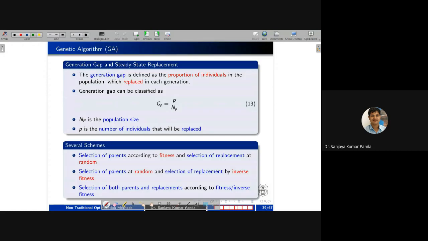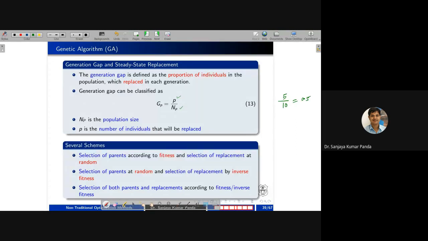There is another concept related to genetic algorithm which is called a generation gap. Like our parent generation, grandparent generation, what is the change in these different generations? So in order to calculate the generation gap, you can use this particular formula, that is GP is equal to P divided by NP, where NP is the population size and P is the number of individuals. Suppose you have 10 different population. Out of 10 different population, 5 populations are replaced in this generation. So you can say it is 0.5.